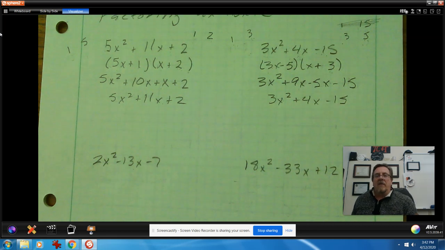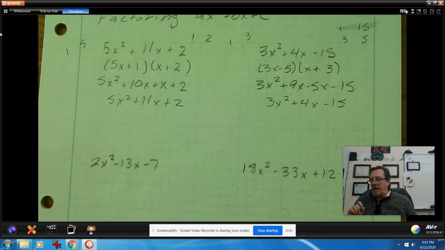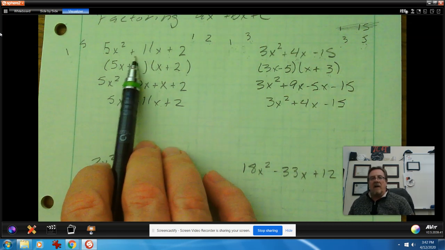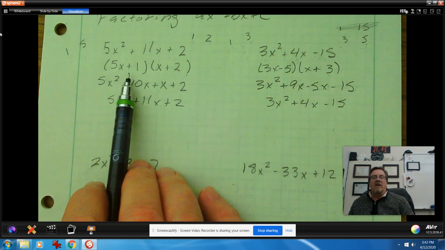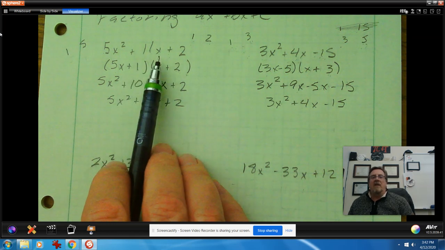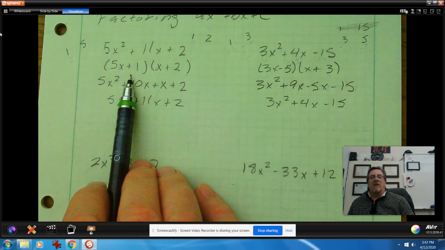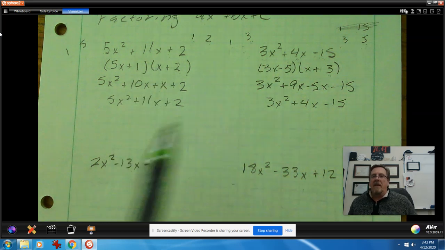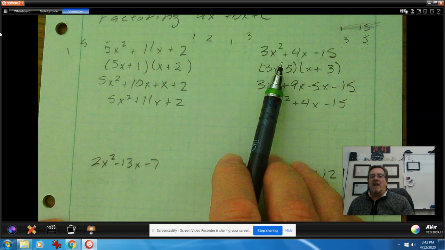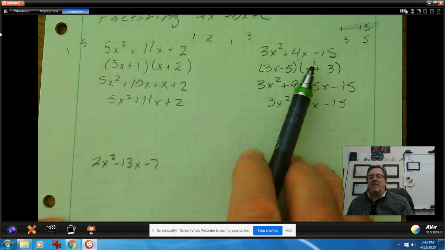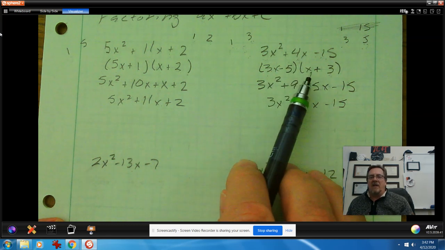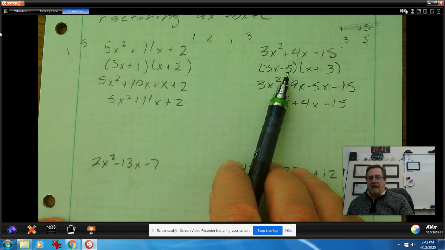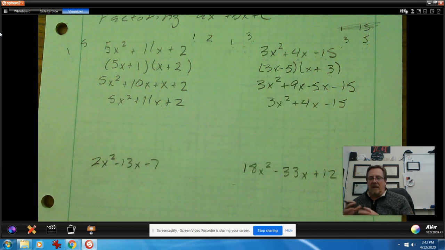All right, we've looked at 2 problems already, and in the first one, we had a positive, and notice every time you have a plus and a plus, when you factor it, your binomials are also going to have a plus and a plus. When you have a plus and a minus, then one of these is going to have to be negative and one's going to be positive. And you've got to think ahead a little bit and figure out which one is which.